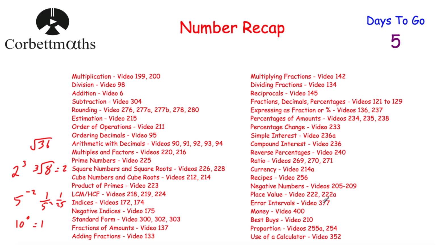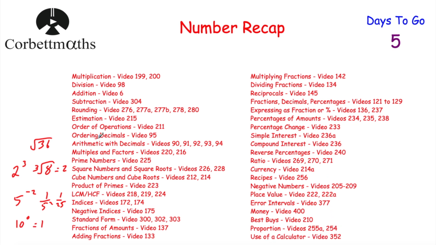Money, so if you've got any money questions, go to Corbettmaths and look at those money videos. But also, whenever you're dealing with money, make sure that if, for instance, your answer is in pounds and you've got some pence involved, make sure it's got 2 decimal places. Best buys. So whenever you're dealing with best buys, it can be useful to find the cost for one of the items or 1 milliliter and so on and compare them. Or you can find the cost for the same amount. Proportion, know how to deal with proportion, and also use of a calculator, be confident in terms of your calculator and how to use it.